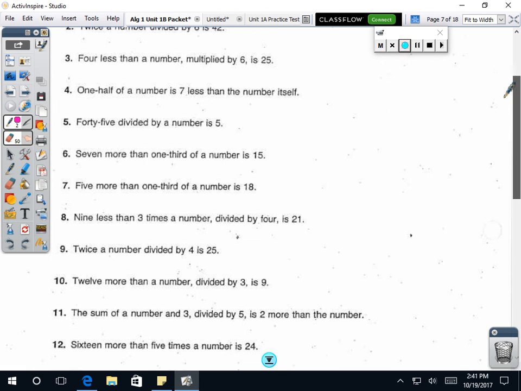Okay, number 4. 1/2 of a number would be 1/2 times x, of means multiply, is where you put an equal sign, 7 less than the number itself, x minus 7. Itself just throws you off.